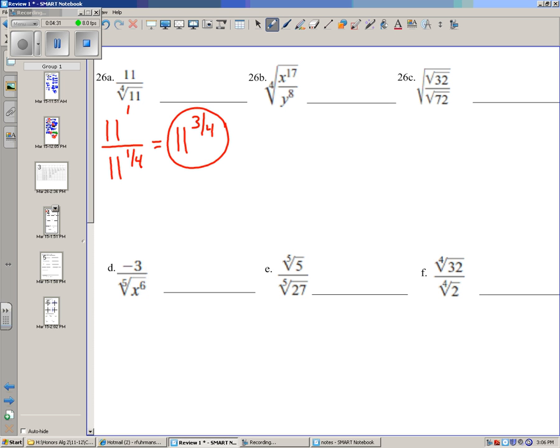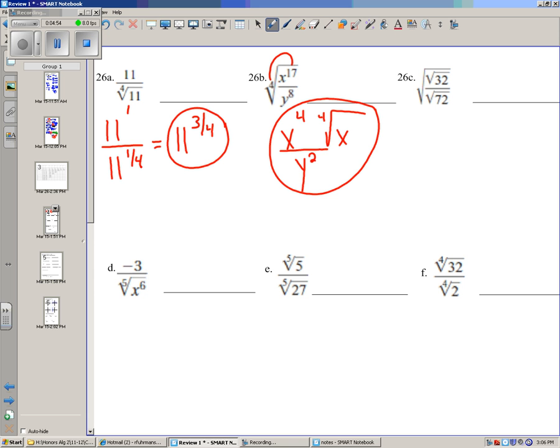26B, I will not have to rationalize the denominator because looking at that y to the 8th, it's going to have a perfect fourth root. So the fourth root of y to the 8th is just y squared. And then as far as my numerator goes, 4 goes into 17 4 times, but I will have a remainder of 1 left over. And so there's 26b.